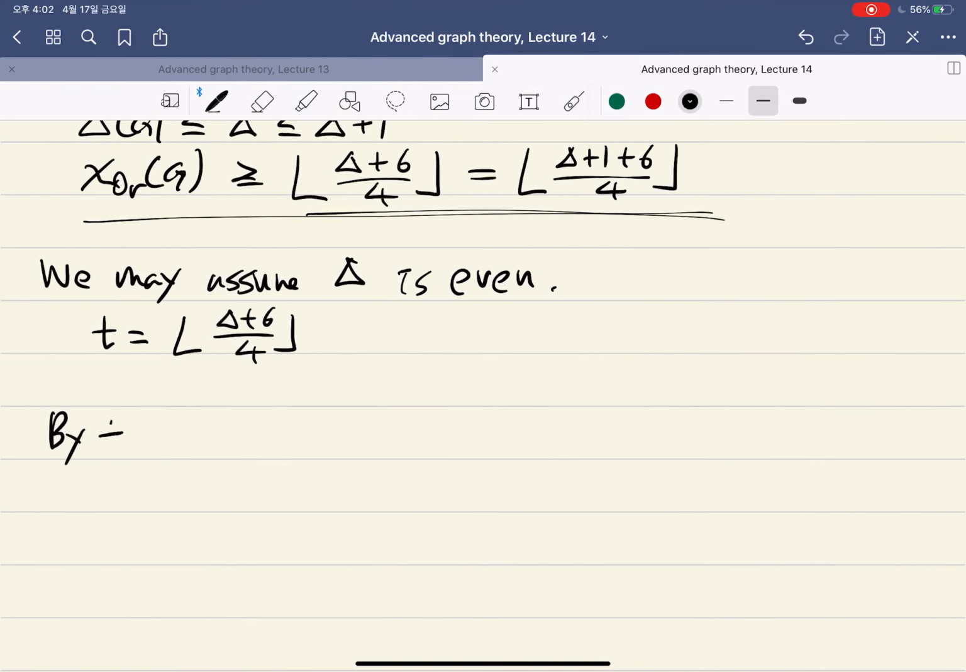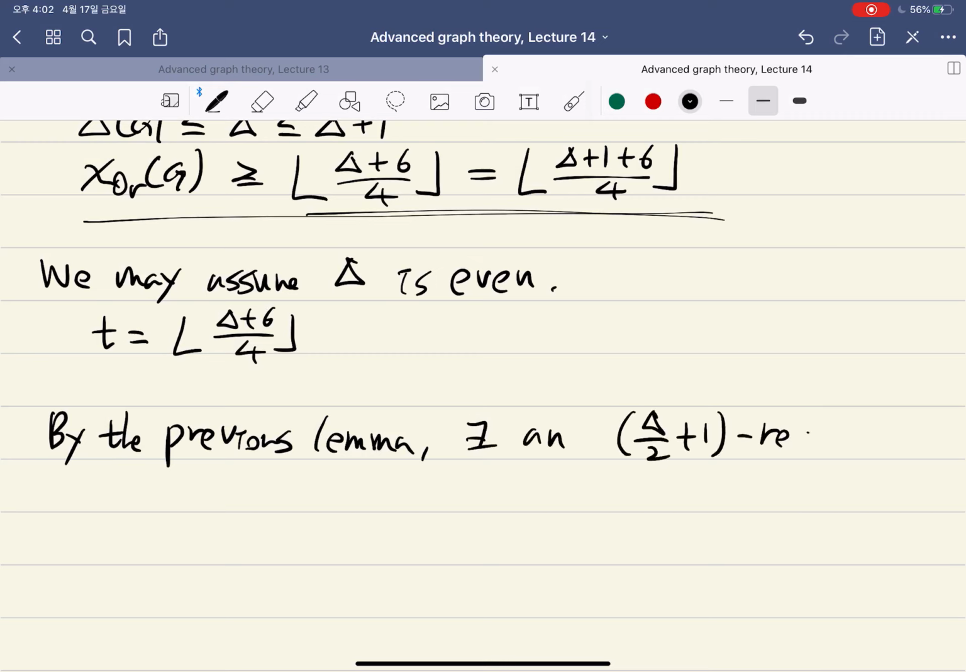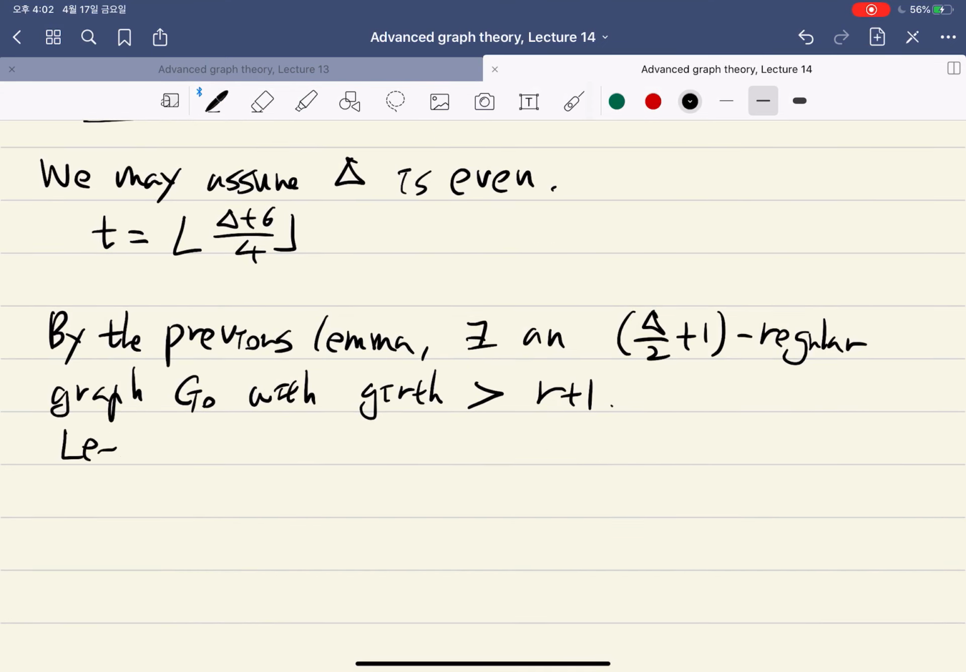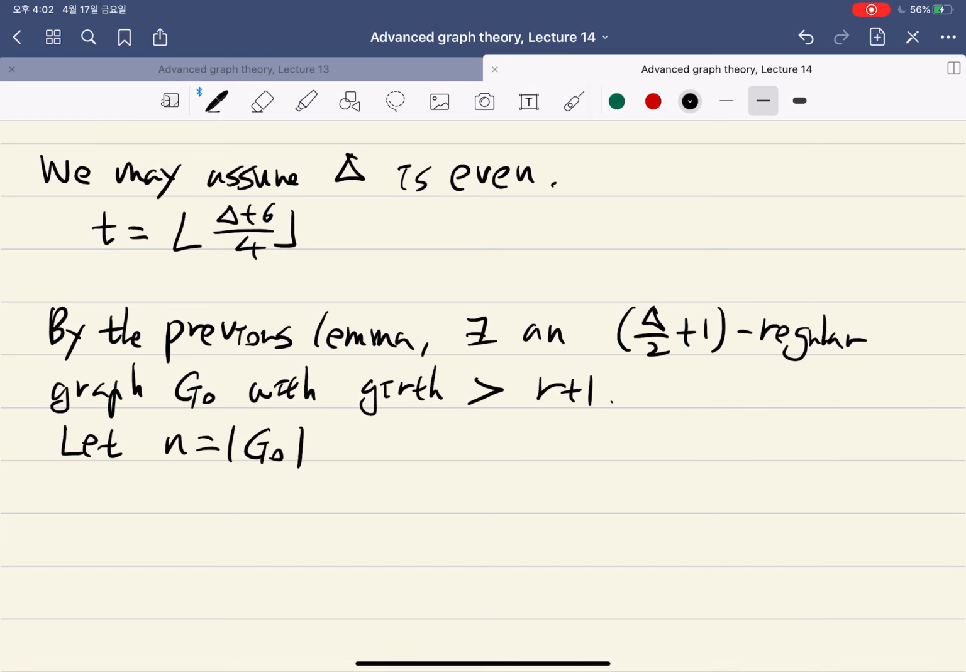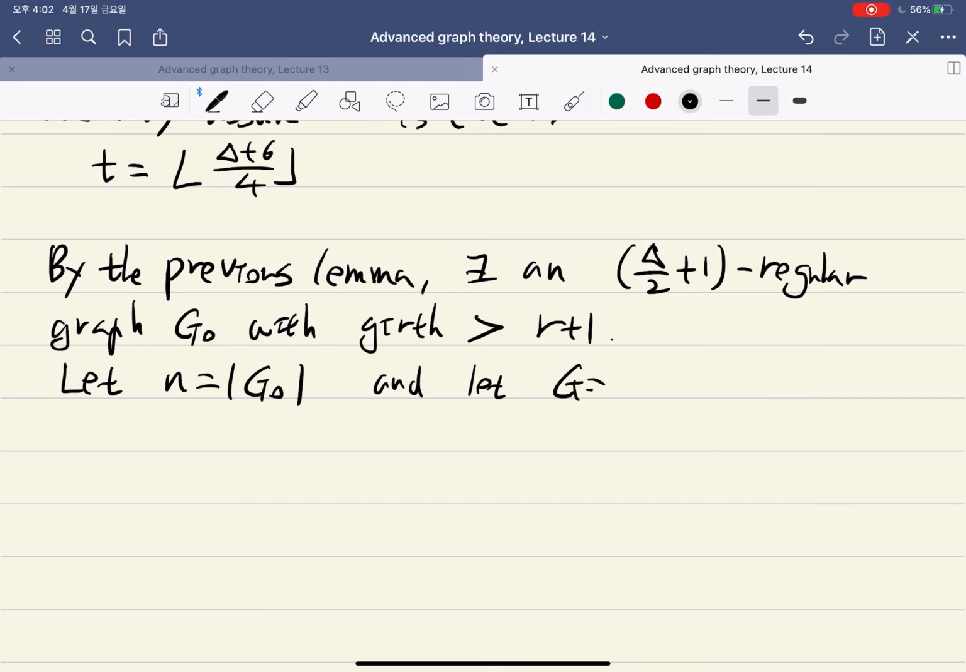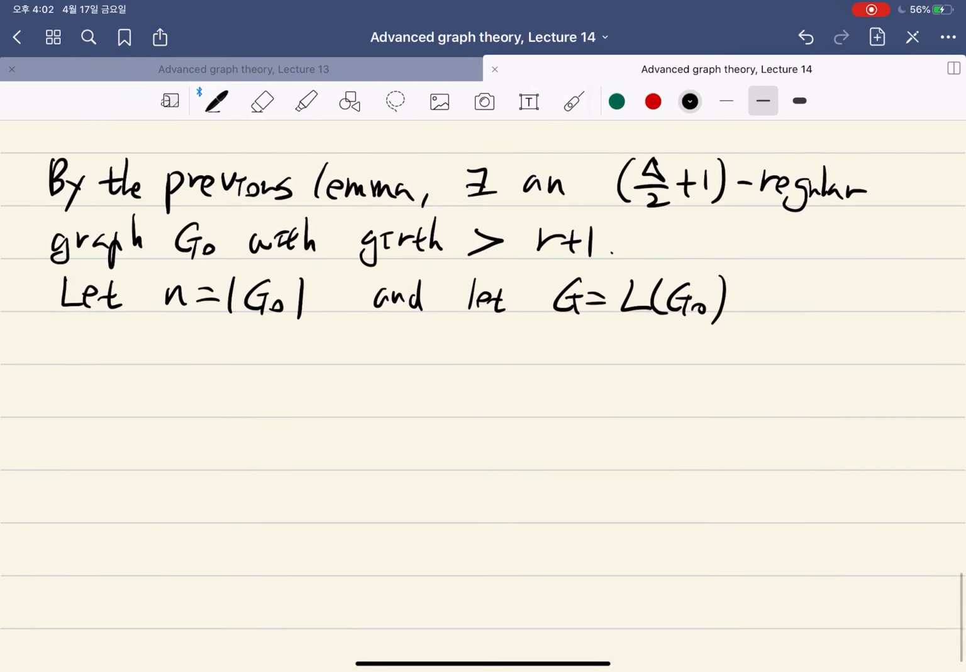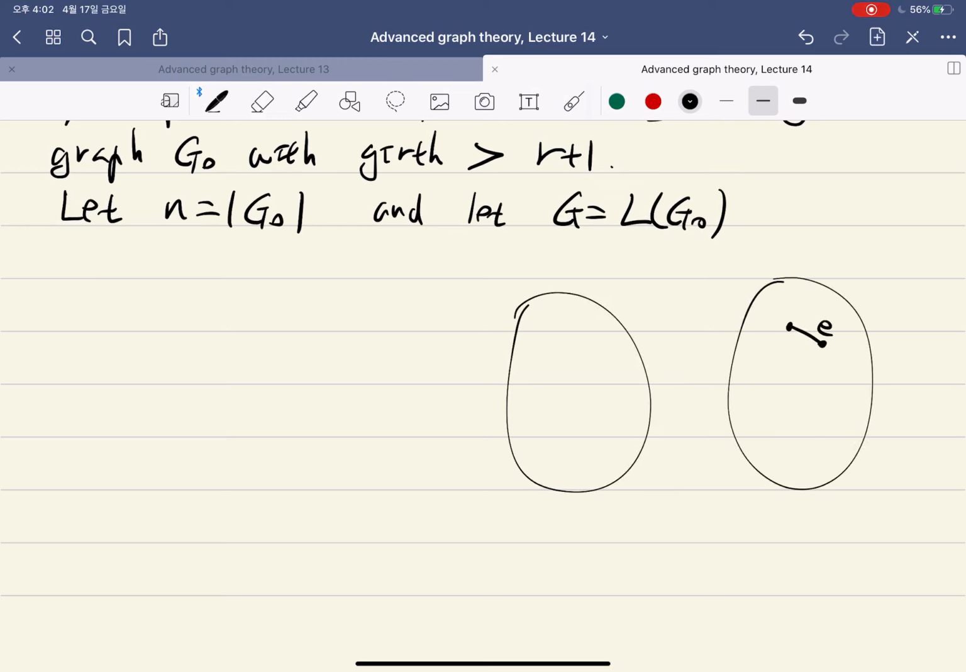So by the previous lemma, there exists a delta over 2 plus 1 regular graph G0 with girth strictly bigger than r plus 1. And let n be the number of vertices in this G0. And let G be the line graph of G0. So all the edges here in G0 become vertices here. And then two edges which are incident now become adjacent in this line graph.